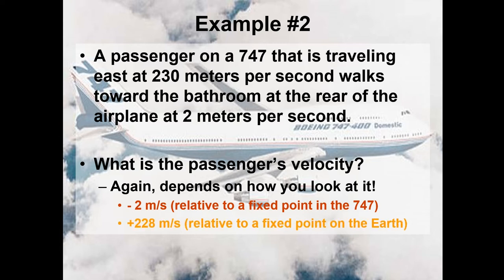However, to somebody outside of the plane, somebody on fixed Earth, we would have the plane is traveling at 230 meters per second, but then the person's walking backwards at 2 meters per second. So overall, to somebody on Earth, it looks like the passenger is moving at 228 meters per second.